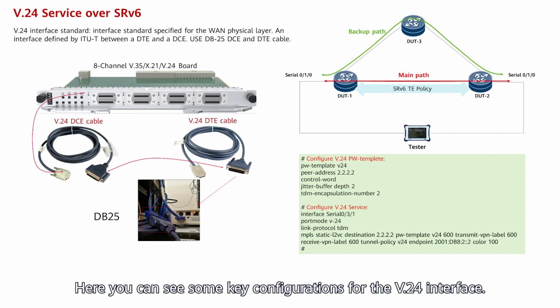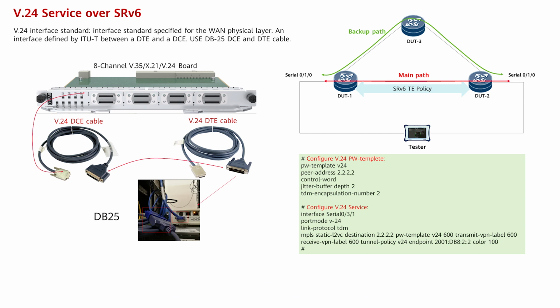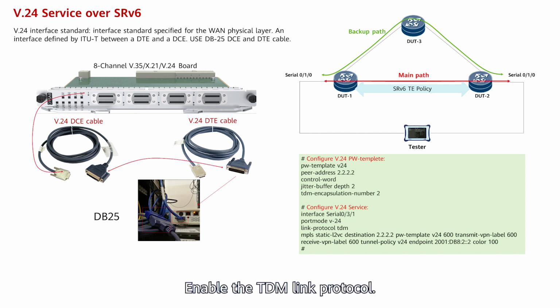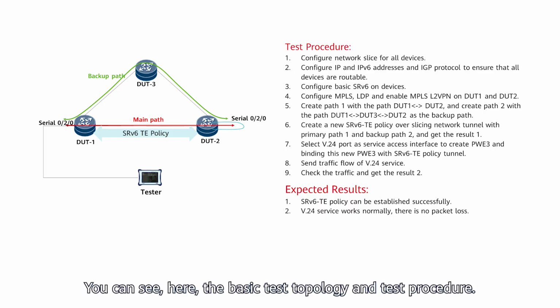Here, you can see some key configurations for the V.24 interface. Set the port's working mode to V.24. Then, select the synchronous or asynchronous physical mode. Enable the TDM link protocol. Bind the PWE3 service with an SRv6 policy. You can see here the basic test topology and the test procedure.